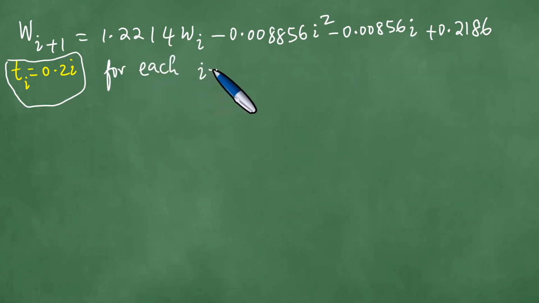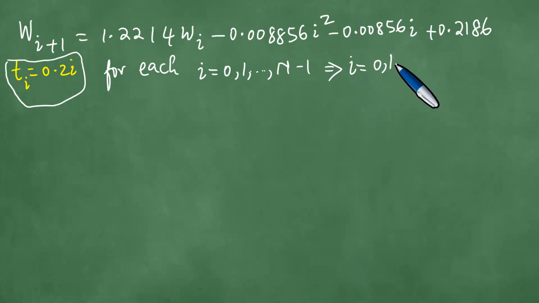right? So for each, now the i runs from 0 up to big N minus 1. So in other words, N is 10, so the i's would be 0, 1, up to 10 minus 1, which is 9. Okay? So let us do this now for this particular question.